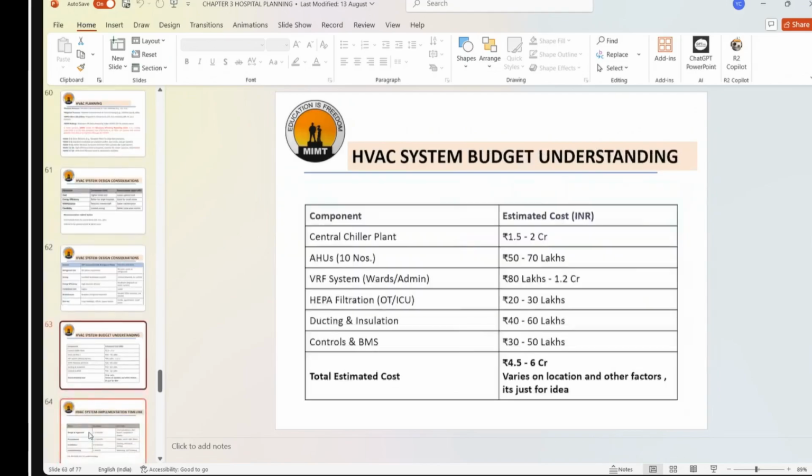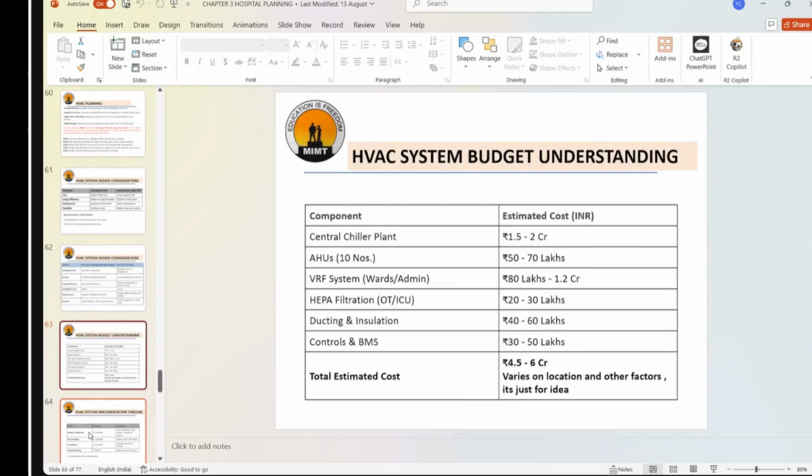Okay. Now we talk about budget understanding. This is again a point of inclusion of this budget. As a hospital administrator, when you are involved in planning, it is a part of the engineer's work or something like that. But being in hospital administration, you should have a fair idea about it, so that you can suggest something and participate in building such a system in the hospital. That's why I included this slide.